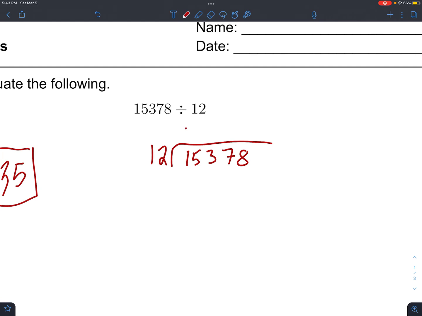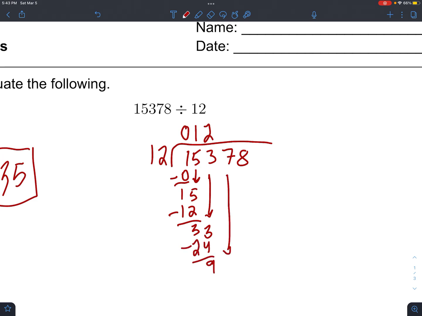How many times does 12 go into 1? 0. How many times does 12 go into 15? 1. And you keep repeating the process until you've carried down the last thing.